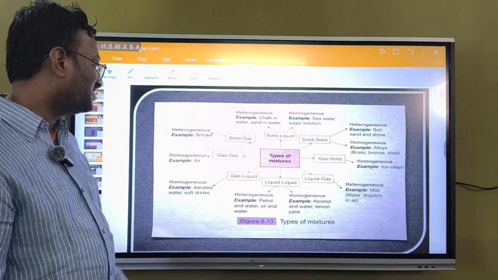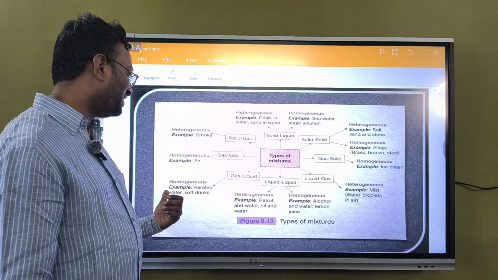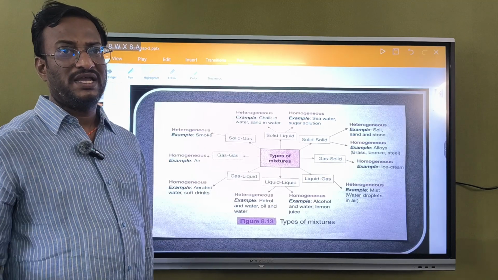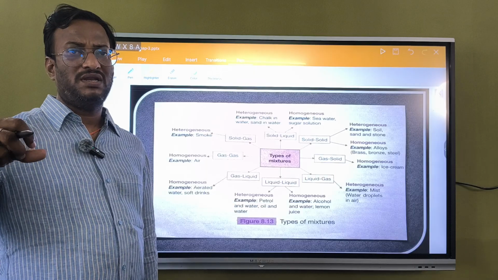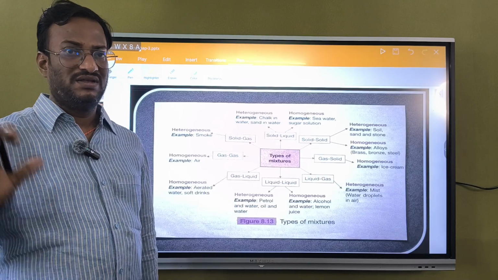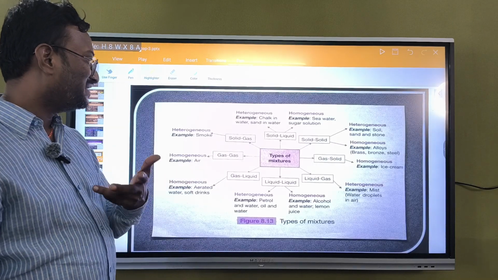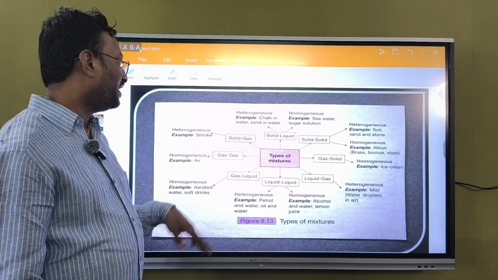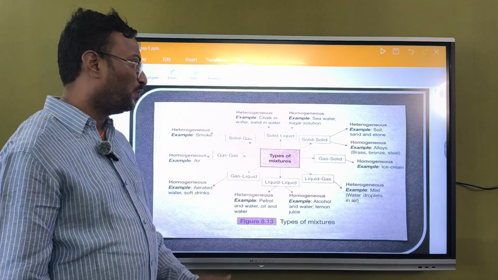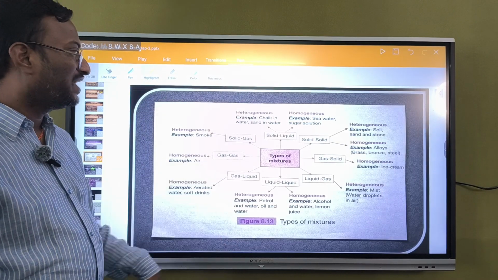And in case of gas liquid, that is homogeneous, aerated water or soft drinks. If you open the soft drink bottle, you will get gas outside. So that is a homogeneous mixture. Gas, air is a homogeneous mixture. Solid gas, heterogeneous mixture, that is smoke. So likewise we can differentiate.